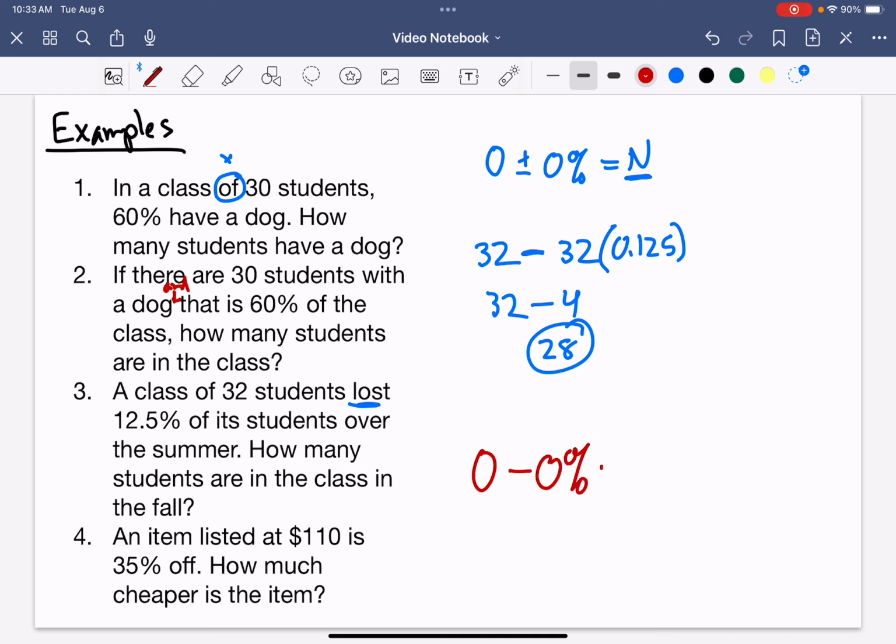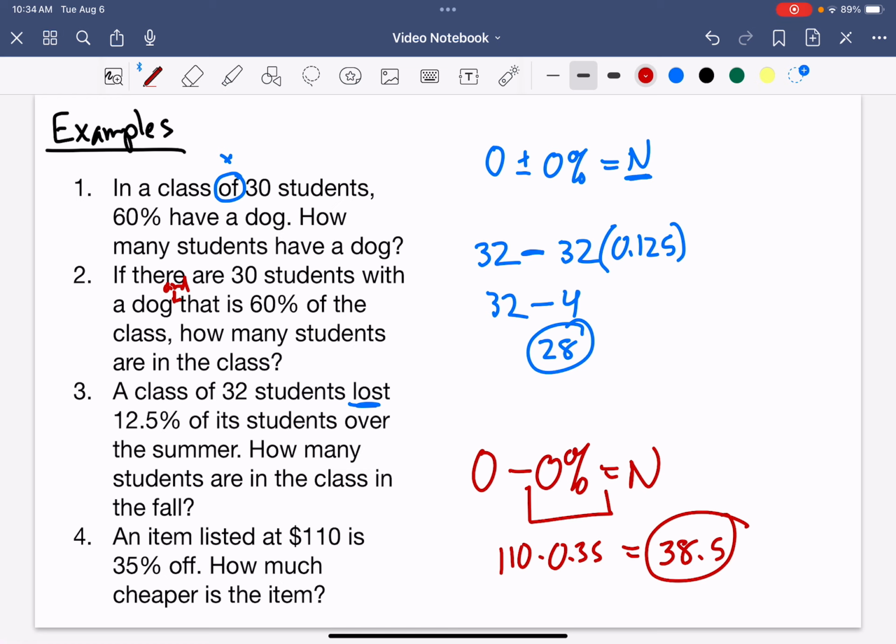we might do is see a problem that looks like this, but we only want this part, all right? We're looking for just how much money is off. So this actually kind of boils down to a multiplication. So all I'm going to do is take 110 and I'm going to times that by 0.35, my 35%. So 110 times 0.35, it is $38.5 cheaper because it's 35% off.